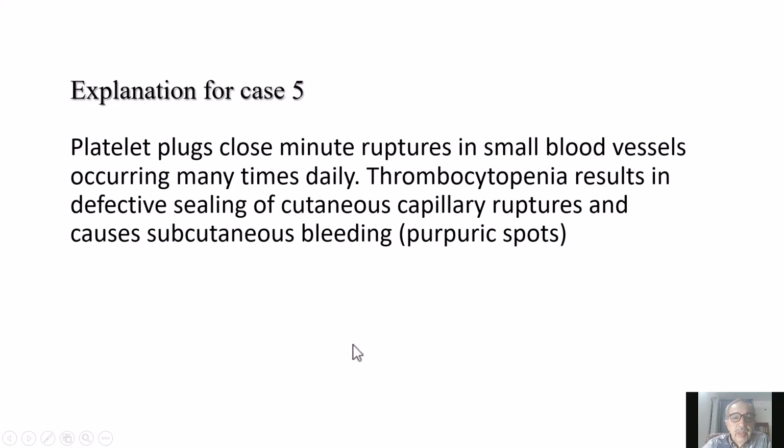Explanation: platelet plugs close minute ruptures in small blood vessels occurring many times a day. Thrombocytopenia results in defective sealing of cutaneous capillary ruptures and causes subcutaneous bleeding.